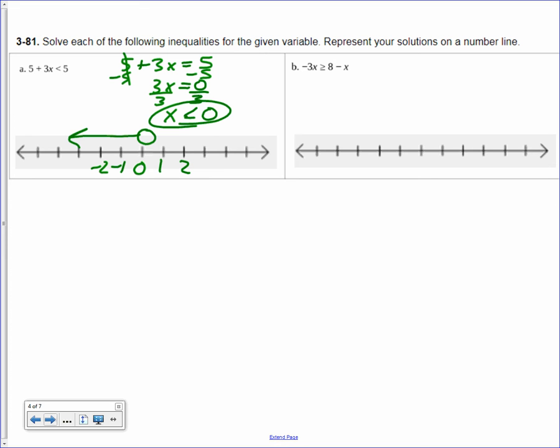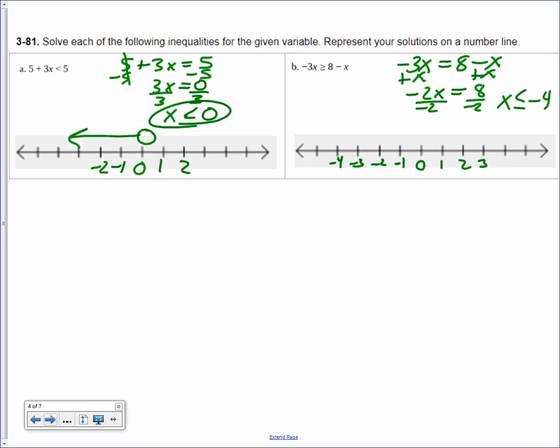For the next one, first thing I'm going to do is, again, pretend that it's an equal sign. So I'm going to add x to both sides. So I get negative 2x equals 8, divided by negative 2. So x equals negative 4. Since I divided by a negative number, it flips the inequality. So my answer is x is less than or equal to negative 4. So now I'm going to use a closed circle, and it's still going to go towards the left.